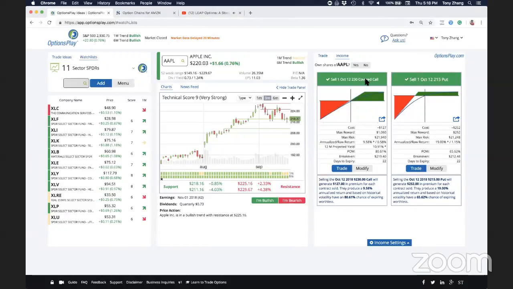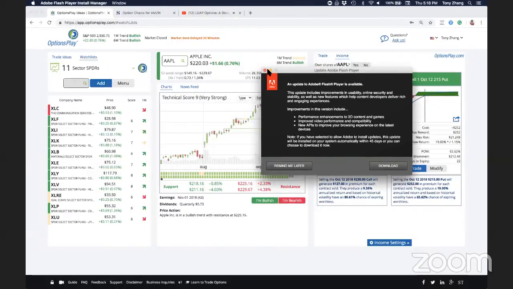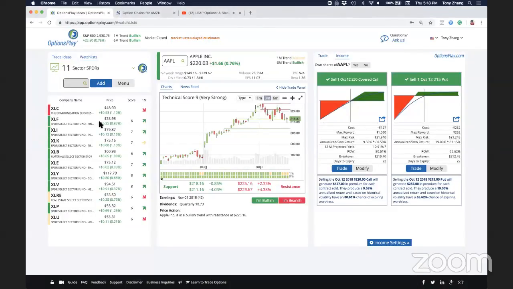The question was referring to when the stock goes down significantly and the value of the LEAP goes down.